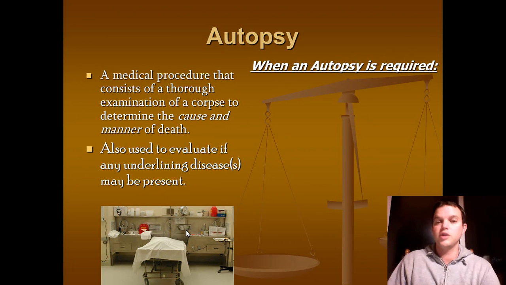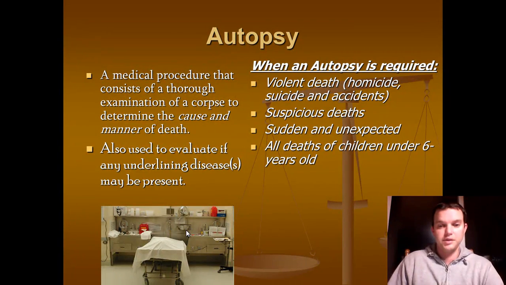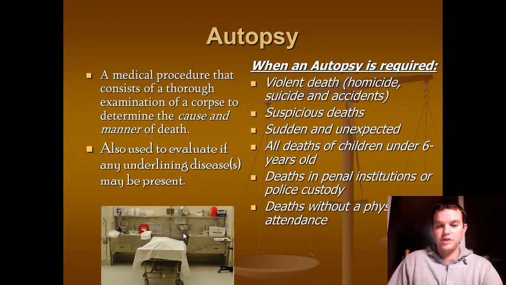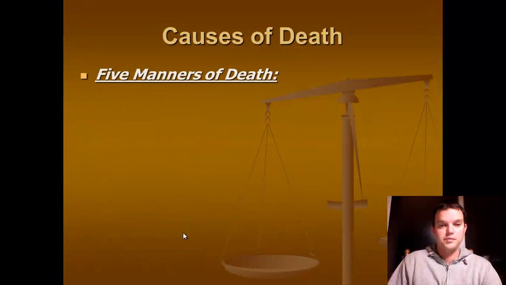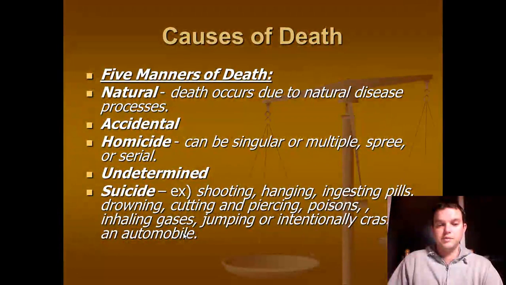We also talked about the fact that there's certain times when autopsies are required. In the case of a violent death, a suspicious death, a sudden unexpected death, death of any child under the age of 6, deaths that occur in a state institution, deaths that don't have a physician present, and deaths that are a result of a public health hazard. And so then we also spent time talking about the five manners of death: natural, accidental, homicide, undetermined, and suicide.